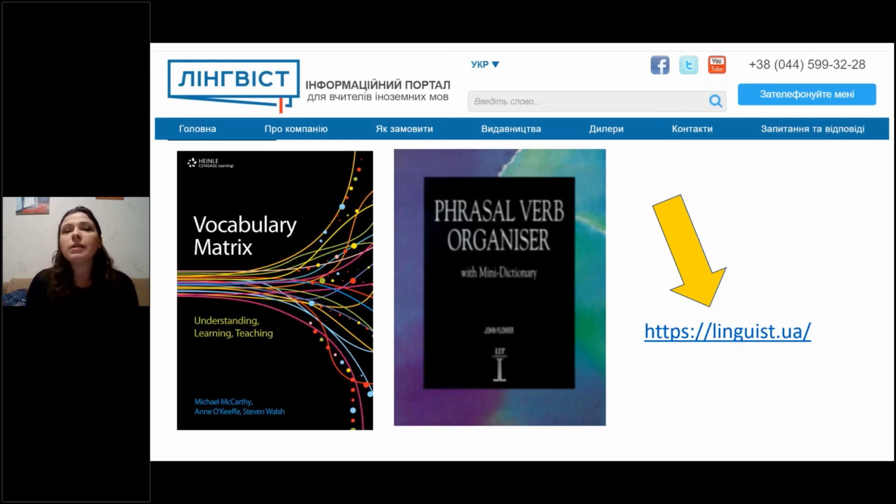And the next one is Phrasal Verb Organiser, a great book. It was a bestseller, so it really helps to remember these phrasal verbs in the groups that we were talking about today, like we store the words in our memory.